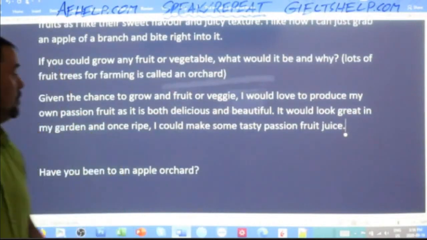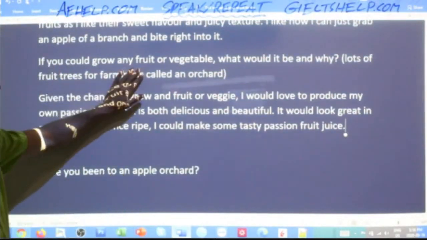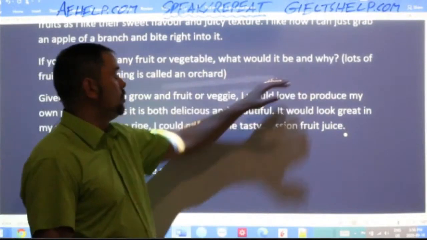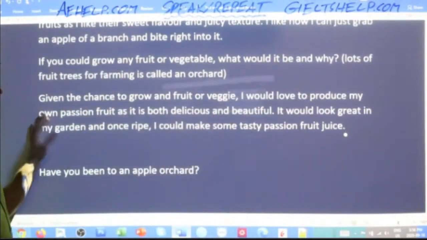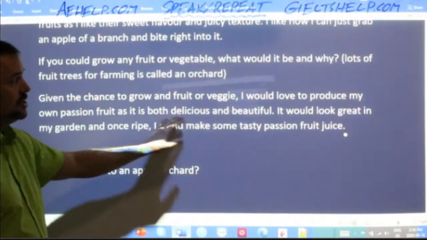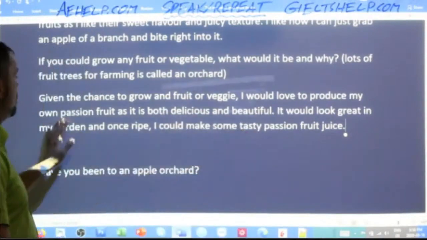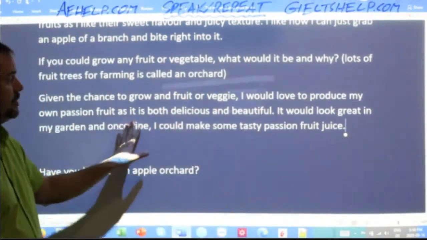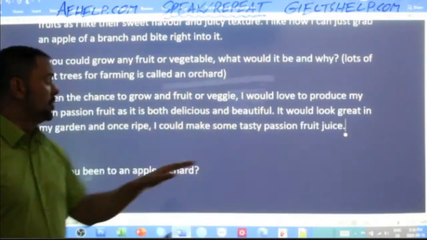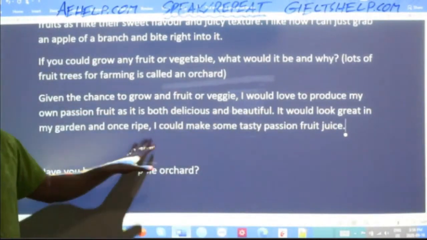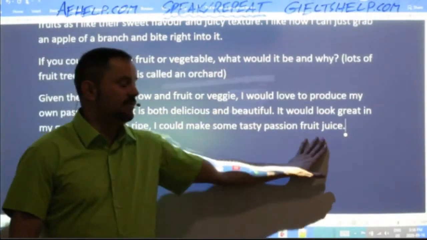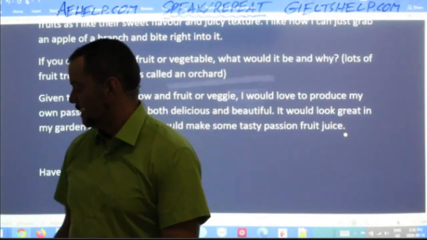Here we go, everyone. So if you could grow any fruit or vegetable, what would it be and why? Repeat after me. Given the chance to grow any fruit or veggie, I would love to produce my own passion fruit, as it is both delicious and beautiful. It would look great in my garden, and once ripe, I could make some tasty passion fruit juice. Okay.